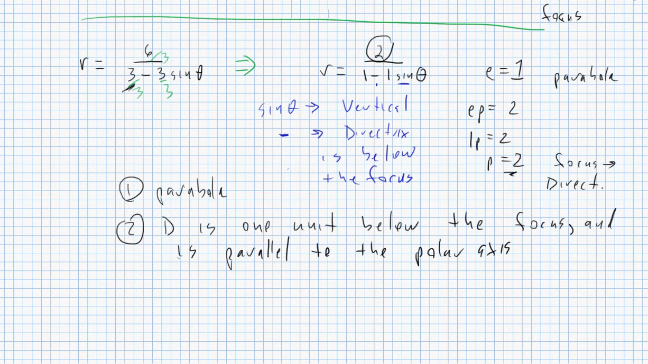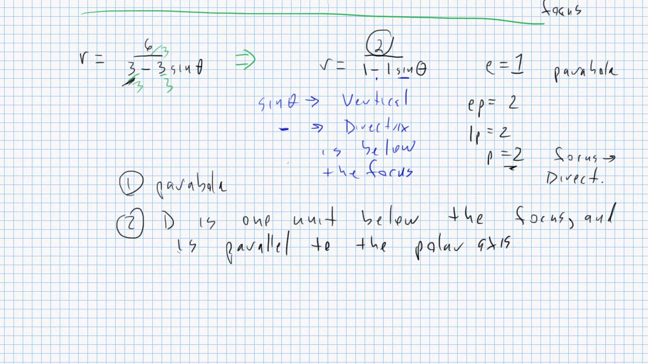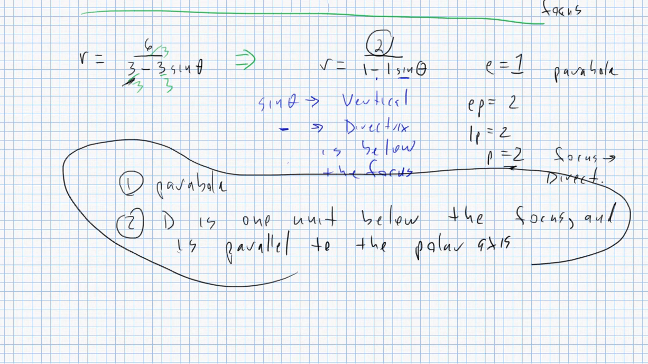If we go back up here, we can see why we say parallel. If the polar axis is horizontal and the directrix is horizontal, that means they're parallel to each other. So this is our final answer about what it is and how the directrix is oriented.